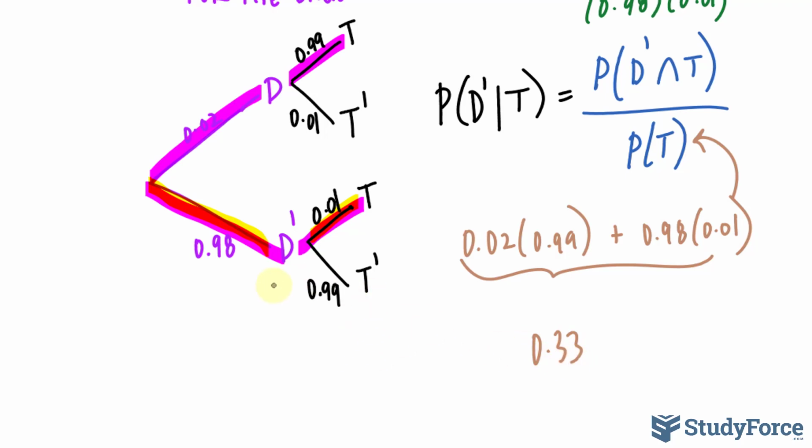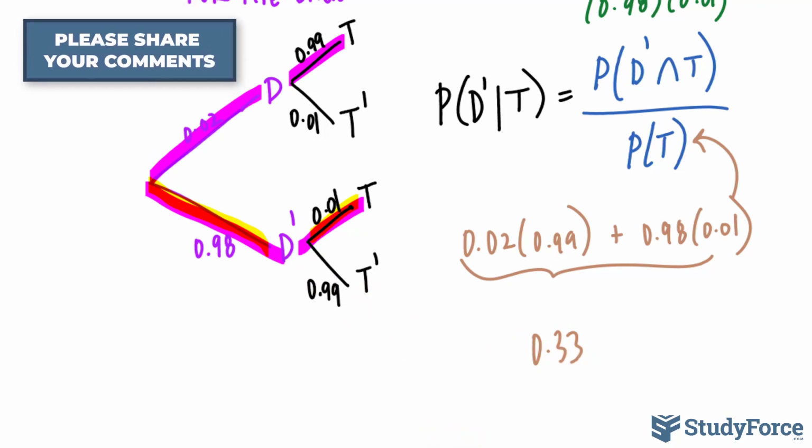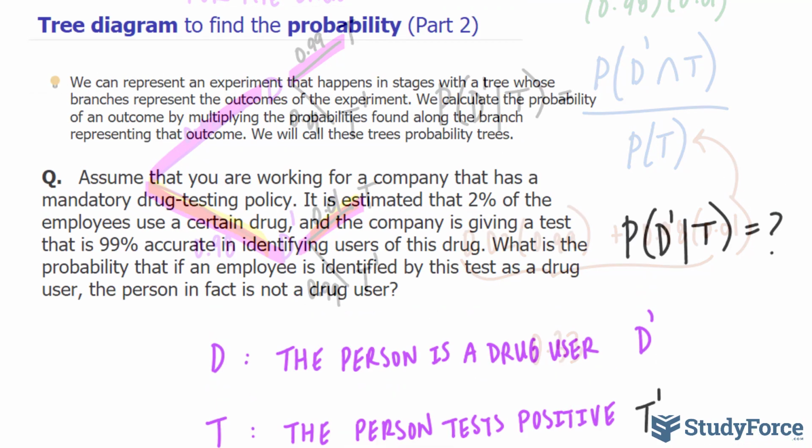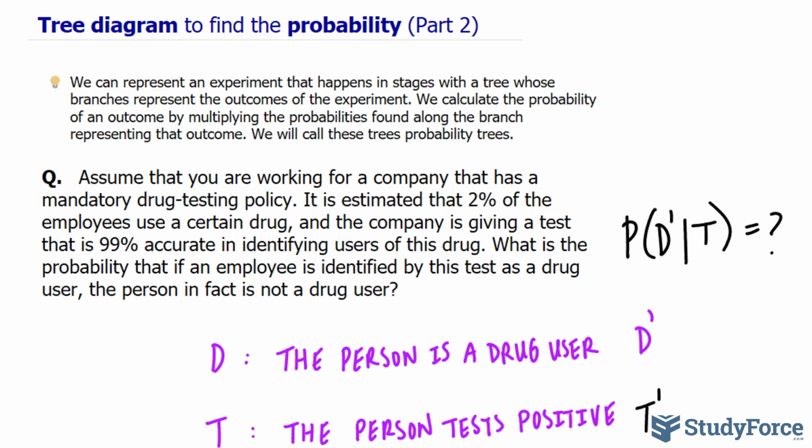Now to interpret this result, that's the probability that an innocent person will test positive for the drug. And so there you have it, another example on how we can use a tree diagram to help us find the probability.